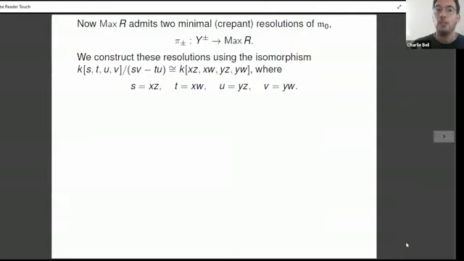Okay, so now we know that we have this singular point, M0, and this algebraic variety that's singular admits two minimal resolutions, which are called crepant resolutions, of this point M0. We'll call these Y plus and Y minus. And we construct these resolutions using the isomorphism that we had earlier, where S is equal to XZ, T is equal to XW, U is equal to YZ, and V is equal to YW.